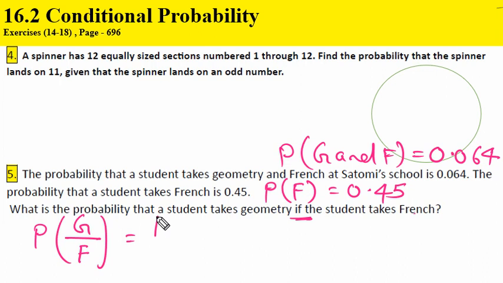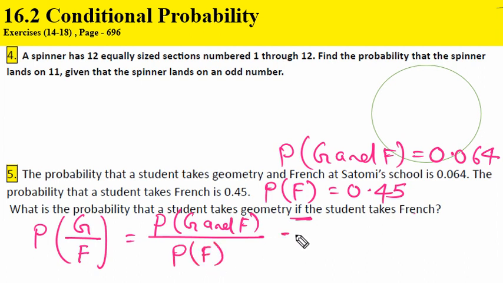So how do we write the formula? Probability of geometry and French, divided by probability of French, right? Now in this case it is directly given. Probability of geometry and French is given as 0.064, divided by probability of French, given as 0.45. Solve this and you will get your answer. So 0.064 divided by 0.45 will give you 32 over 225.